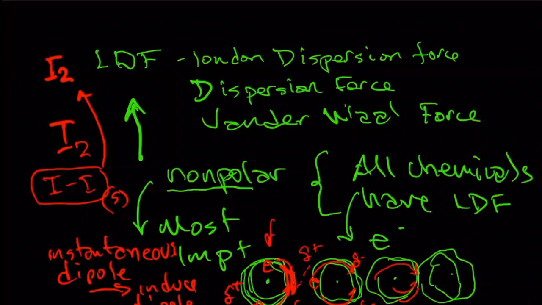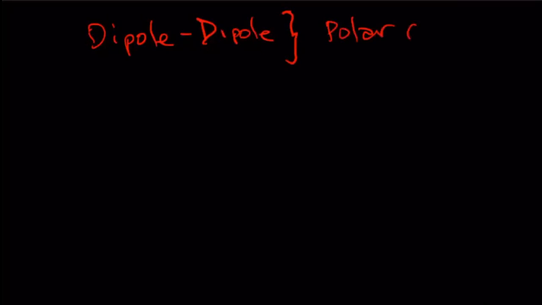Then we have dipole-dipole. And dipole-dipole is going to be most important for polar chemicals. Remember, polar chemicals not only have dipole-dipole, but they also have London dispersion force. Dipole-dipole is just another glue, another force on top of London dispersion force.